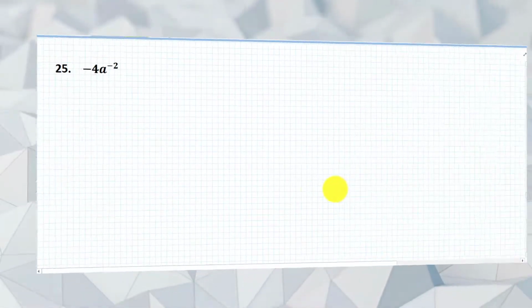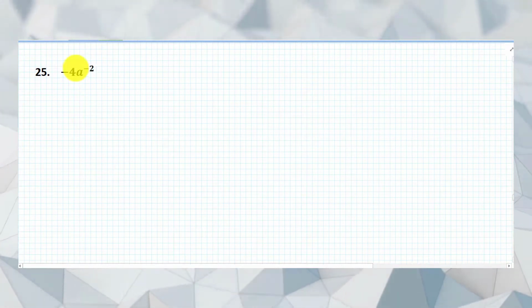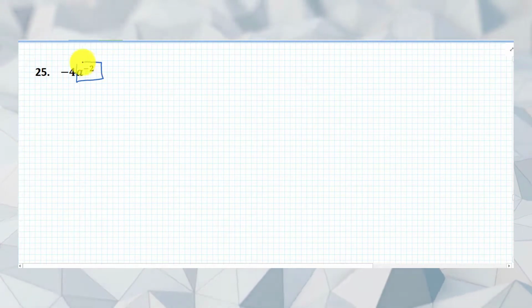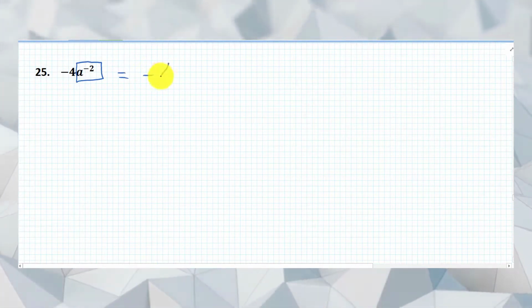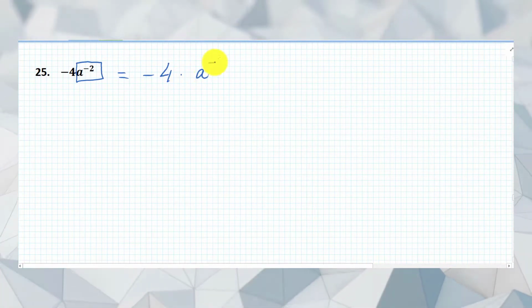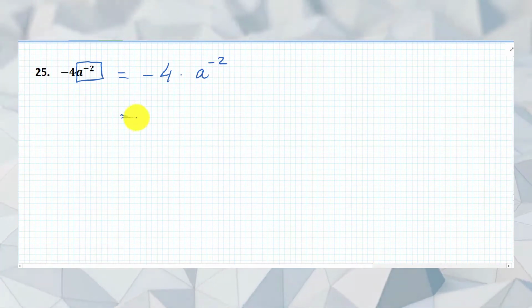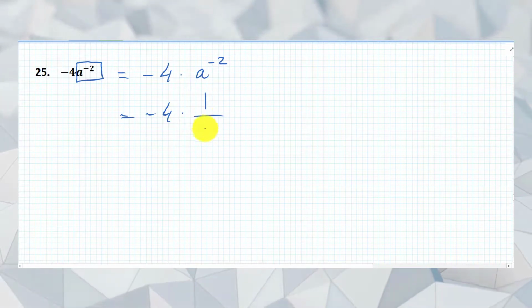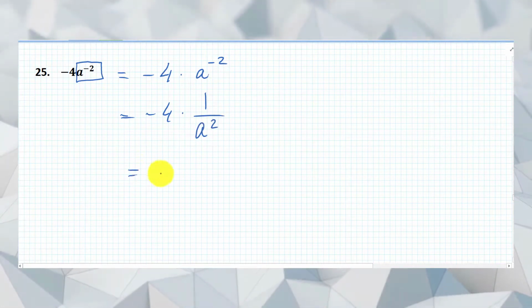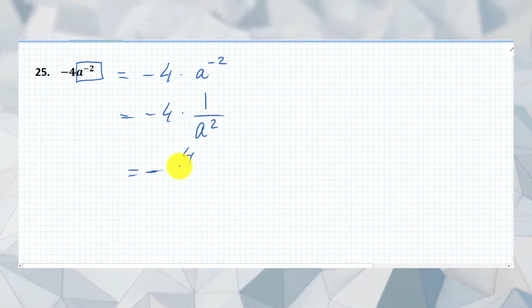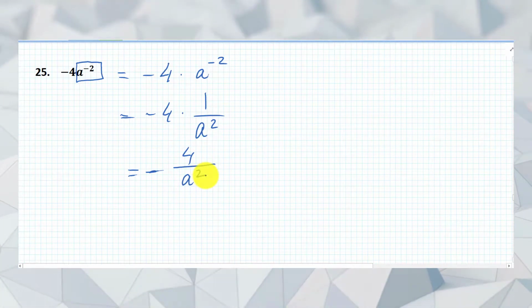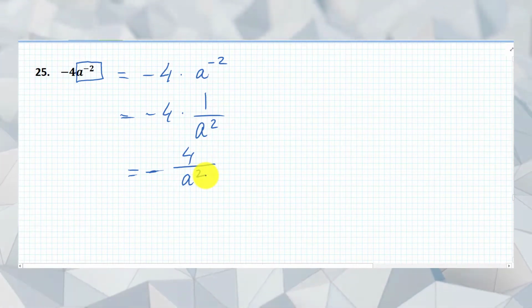Next one. Okay, again, please be very careful. What's the base of the exponential? The exponential is right here. Negative 4 is not part of the base. So this is negative 4 times a to the negative 2. We know what to do with a to the negative 2. Negative 4 times 1/a squared, which again, we would write as negative 4/a squared. All right, next set of examples.